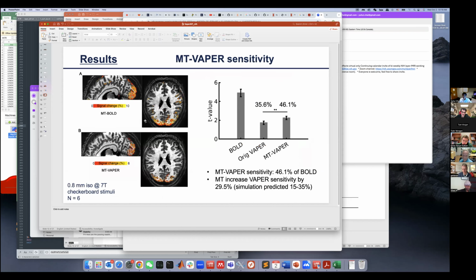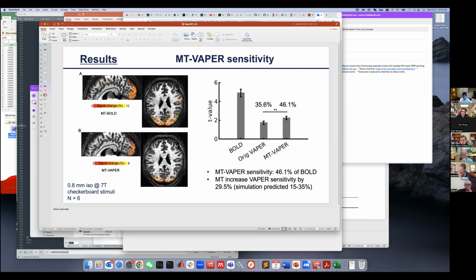So theoretically you can, right? Theoretically MT will suppress the tissue, so you will also generate a contrast between tissue and blood. It will also be sensitive to CBV change. But the issue is the sensitivity. You can see here MT enhanced the original VAPER by about 30%, which means the theoretical sensitivity of MT fMRI is around one third of the original VAPER, and the original VAPER is already one third of the sensitivity of BOLD. So you can do it theoretically, but in reality it will have a very low sensitivity.